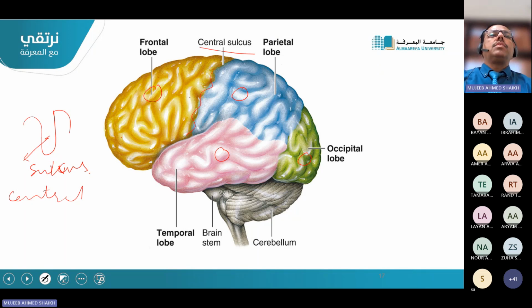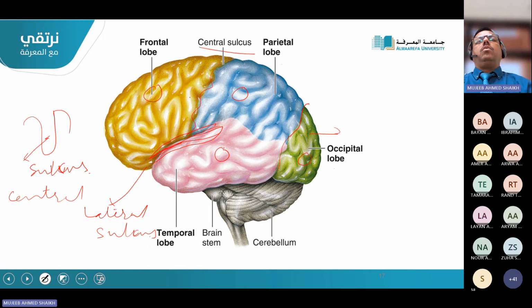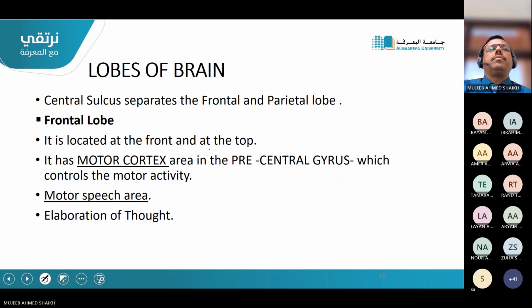Again, there is one more sulcus found here. You will see here the black part in the center, in between the frontal and the temporal. This is called the lateral sulcus. The lateral sulcus divides the temporal and frontal lobes. And there is one more, the occipitocalcarine sulcus, found here, which divides the parietal from the occipital lobe. So because of these sulci, the brain is divided into different lobes.